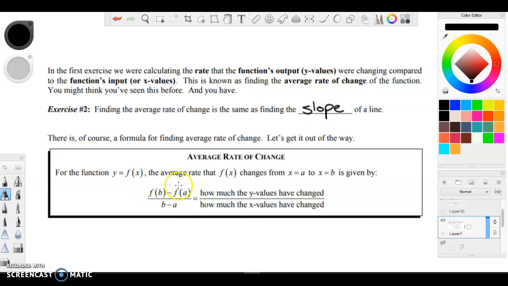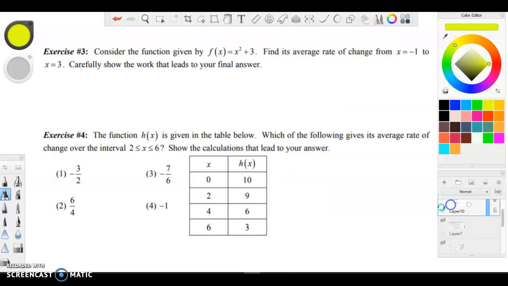It looks really gross and complicated, and you know what? It's not. Because instead of looking at it this way, I'm mostly going to look at it this way. How much have your y values changed divided by how much have your x values changed? Let's go ahead and try that in a couple problems.